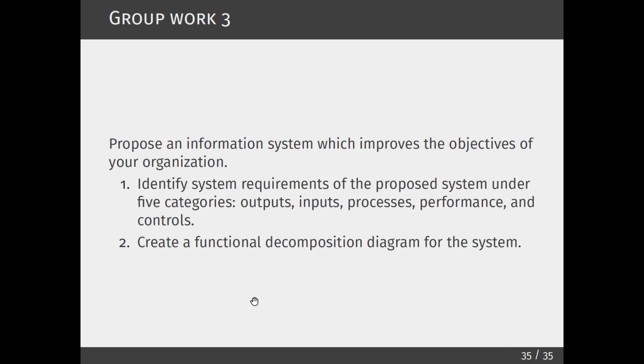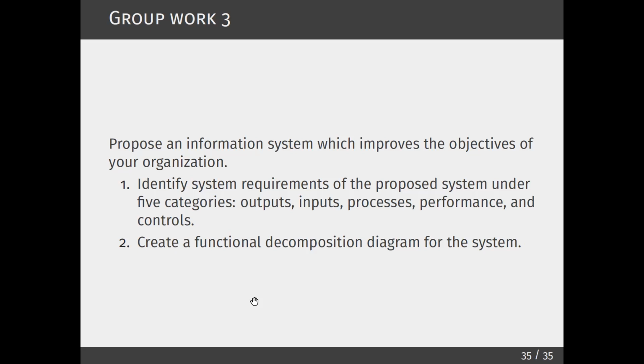Now, once you do that, I want you to identify the requirements for the proposed system: requirements for output, input, processes, performance, and control. We have a slide on that one. Please have a look at it. I already shared the diagram with you, right? And then I want you to create a functional decomposition diagram. Actually, I could ask for a business process diagram, but the time is not enough. So let's focus on a functional decomposition diagram for the system.